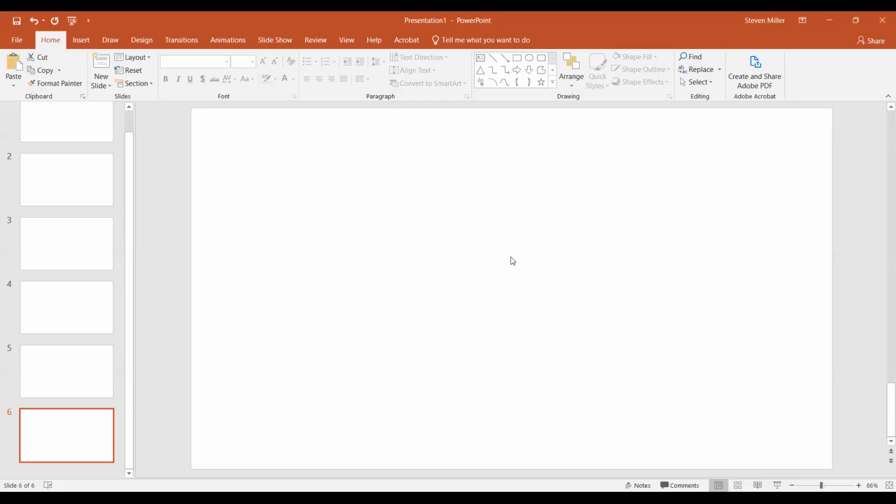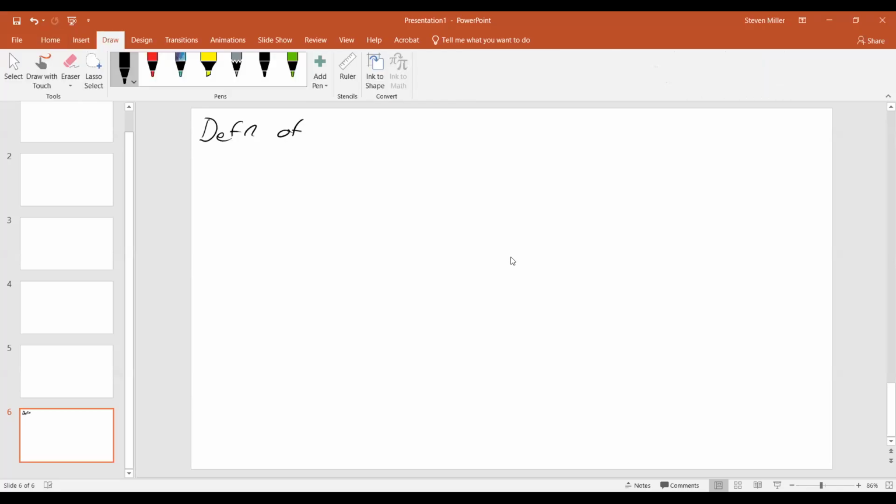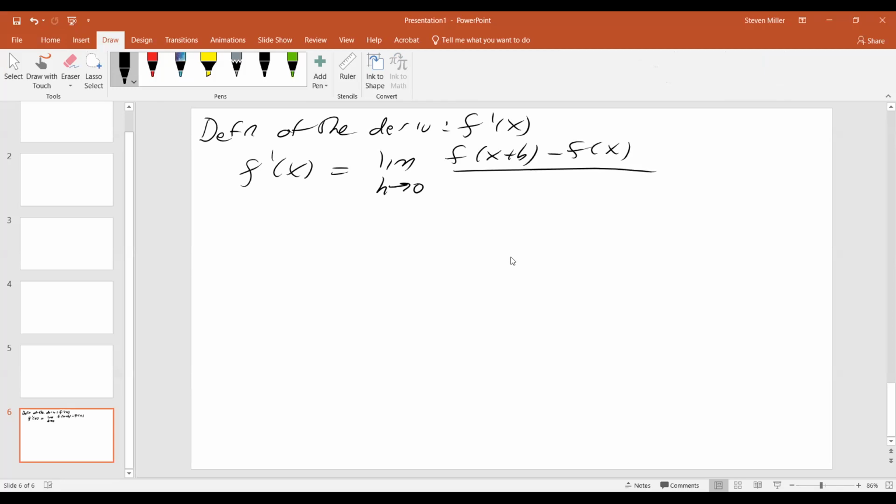Okay, so what I want to do now, hopefully this is projecting. Okay, good. So can someone tell me the definition of the derivative? Say f prime of x. Sure, the function of a real variable, so the limit as h equals 0. Good. So this is a really good definition.